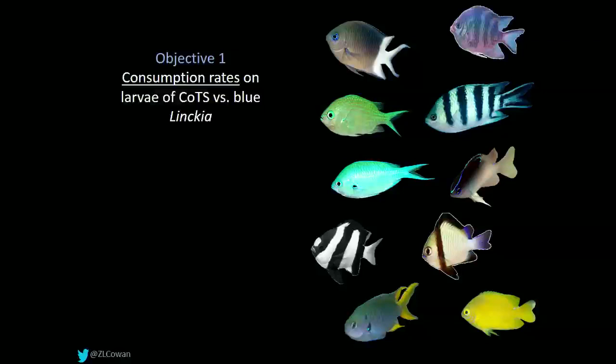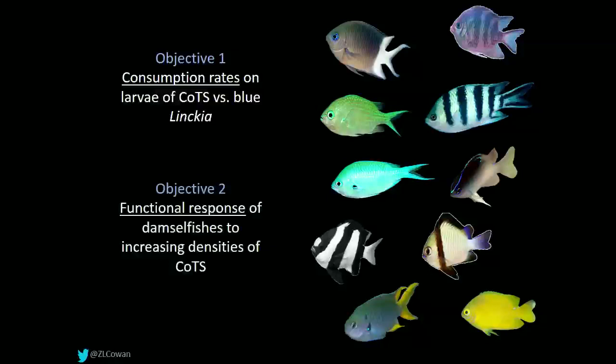So if predation activity upon COTS is much reduced compared to these other starfish, this might explain why COTS exhibit these outbreaks. So then, to examine the extent to which these predators may potentially regulate abundance of COTS or respond to changes in their abundance, I then determined the predatory behavior of these damselfish feeding across a range of densities of COTS, and this is described by the functional response.